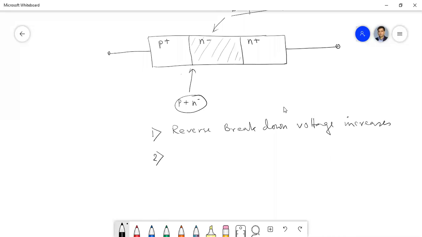Just a minute. And number two, what I told you, that it gives more linear characteristics. We should write. I will discuss this. Okay, so these are the two objects.